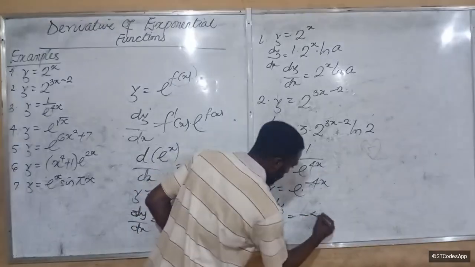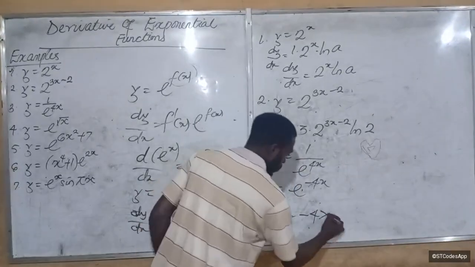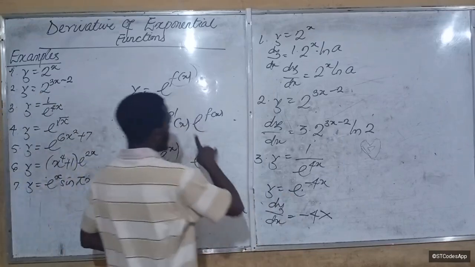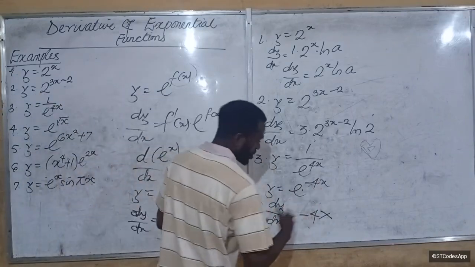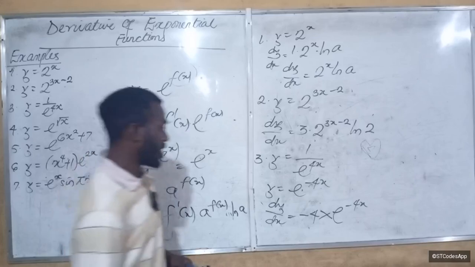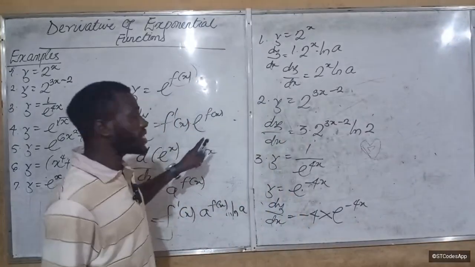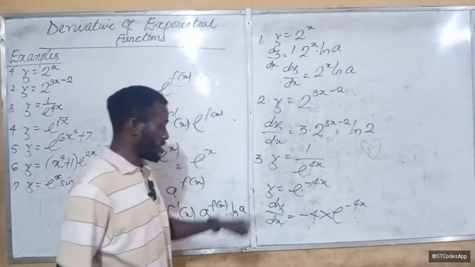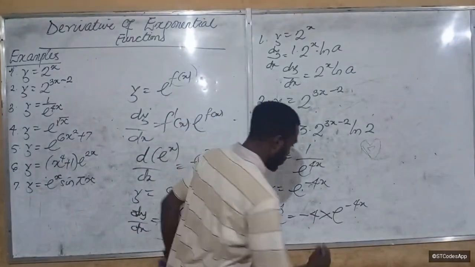It's going to give us what? Minus 4. So minus 4 multiplied by, we are going to multiply by the function itself, which is this. So e to the minus 4x. Okay, then dot ln e. Now ln e, we said will give us 1, right? Or natural log of e will give us 1. So our answer becomes this.